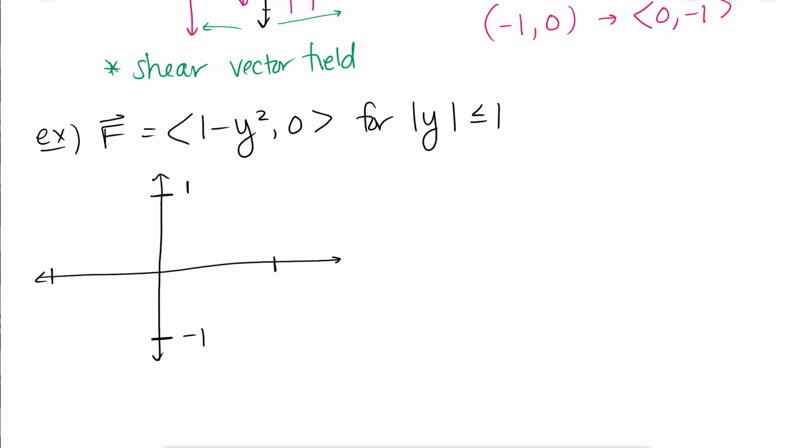And let's see what happens. When x and y are 0, we're actually at (1, 0), right? So we actually would be at (1, 0).